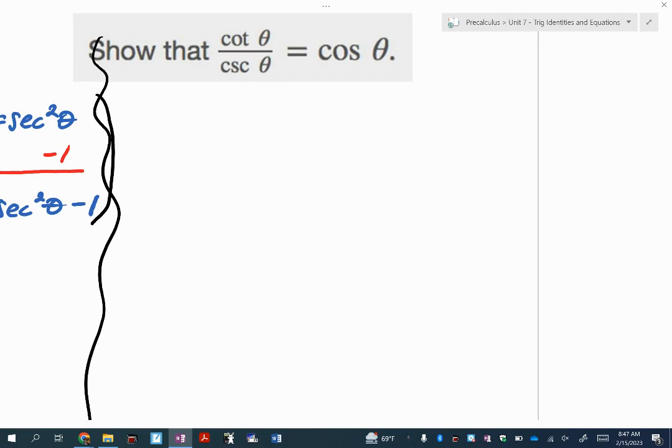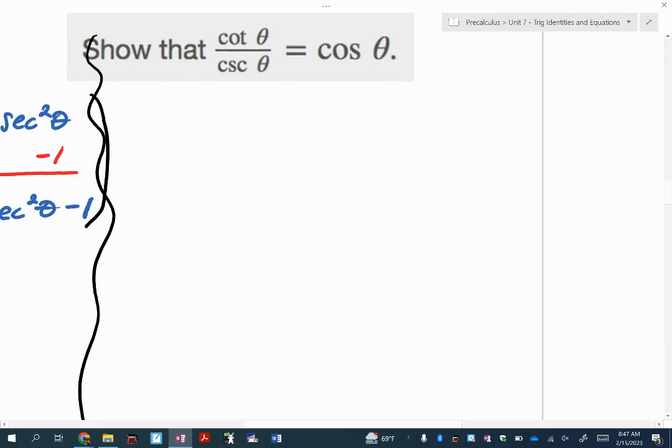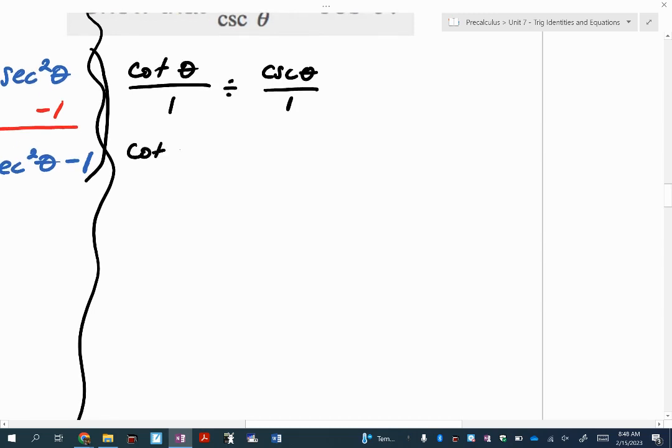I'm going to choose the left side to manipulate to look like the right because it's got two trig functions being divided. And I'm going to split those up. So cotangent of theta over 1 divided by cosecant of theta over 1. All right. Remember, go back to middle school, multiply by the reciprocal.